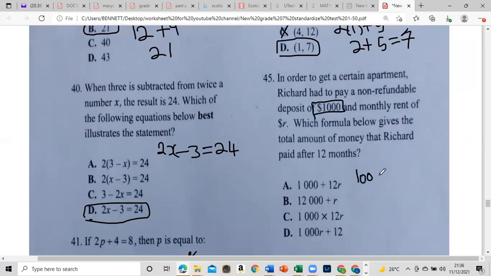You don't get that deposit money back. Plus a monthly rent of R. So whatever R is, it's monthly, so never say yearly. So it will be plus R, and a monthly.